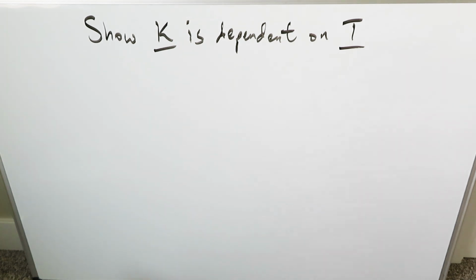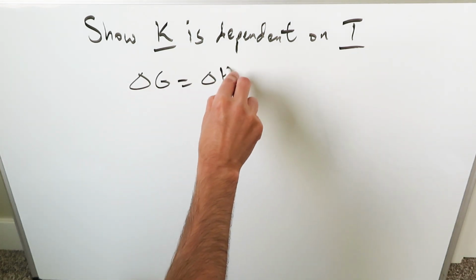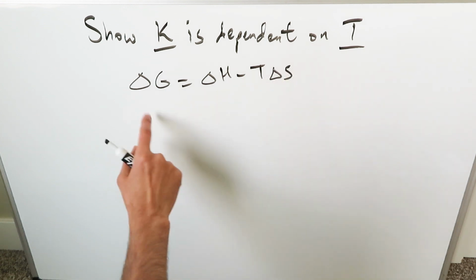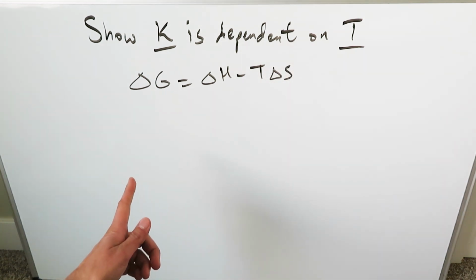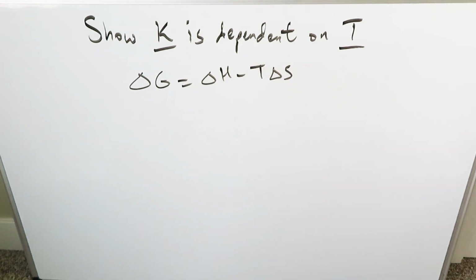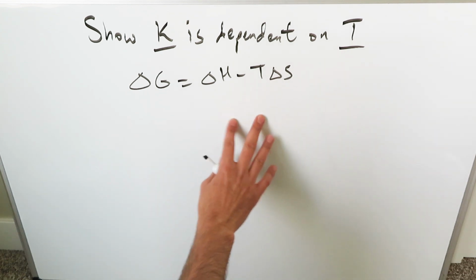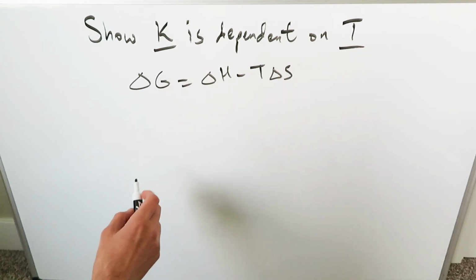Everything starts with this famous equation, delta G is equal to delta H minus T delta S. You know this, it gives free energy. The change in free energy is equal to the change in enthalpy minus temperature times the change in entropy. This equation is not the focus of our video, but it can be a focus of another video, but this comes into play for what I'm showing you in the video.